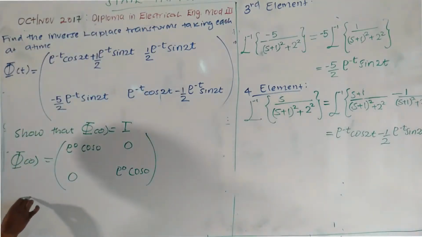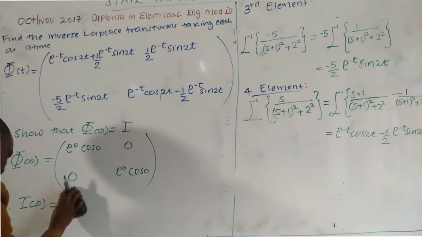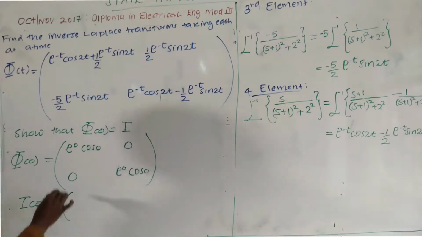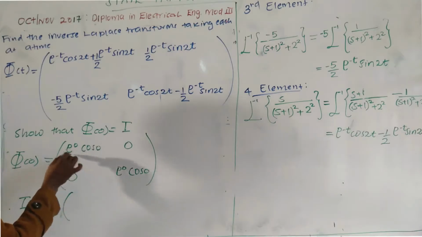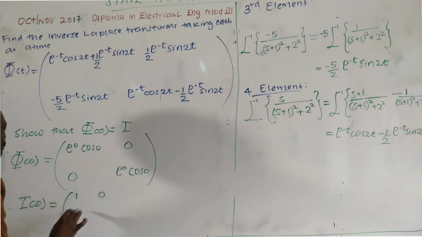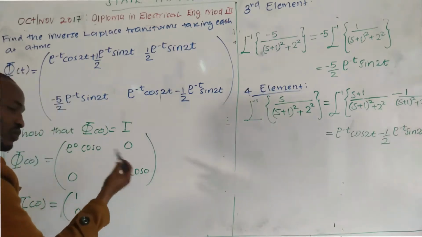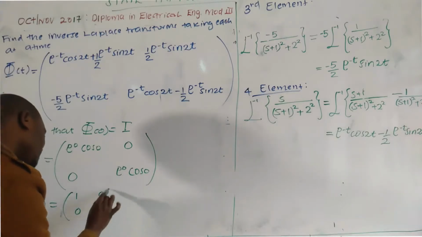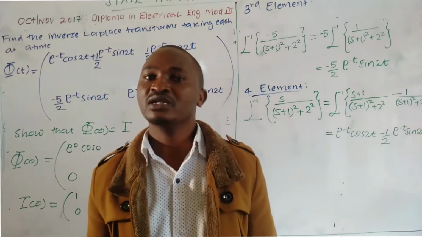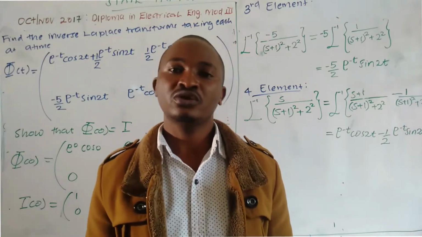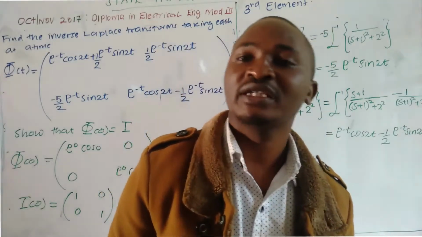Phi of 0 now will become cosine of 0 is 1, exponential 0 is 1. So it is 1 times 1, 1. Here you have 0, here you have 0. Cosine of 0 again is 1 times exponential 0, which is 1, so 1. So you have proved that the state transition matrix, when substituted with t equal to 0, gives the identity matrix. And therefore, we have managed to get our 10 marks.